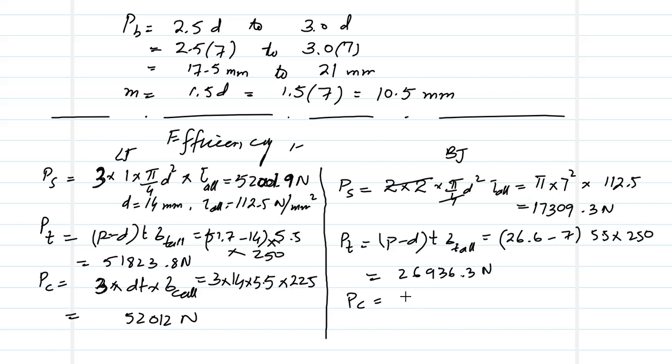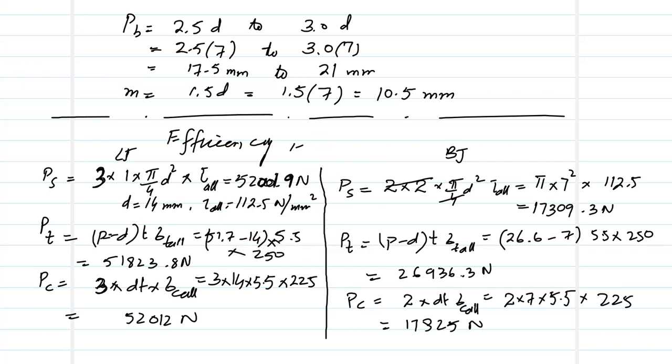And last but not the least is the crushing load. That is, again, 2 for the number of rows, into d t times sigma c allowable. So 2 into d, which is 7, thickness is 5.5, and sigma c allowable is 225. So the value comes out to be 17325 newton. Now in both these cases we have determined the minimum of these three loads, clear?